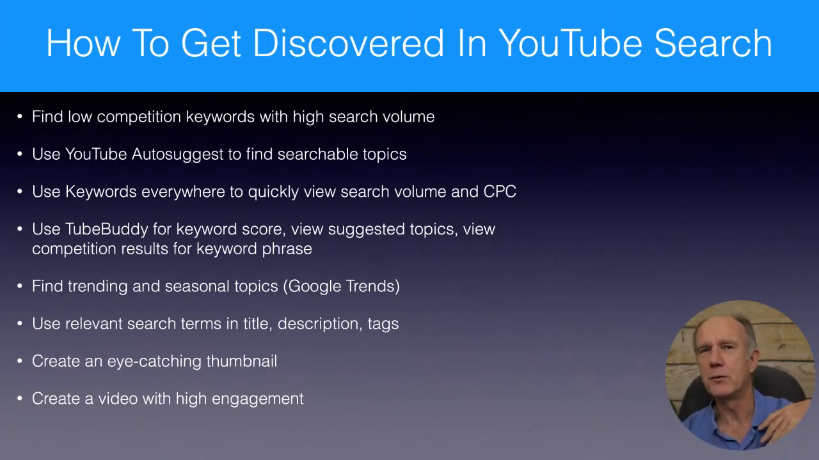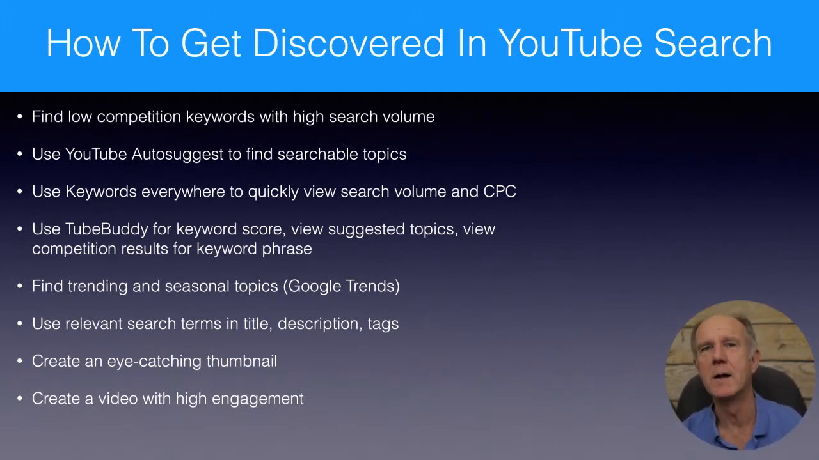So if you identify a keyword phrase that people are not using and has good search volume and has a good keyword score, then you have a high probability of ranking for that particular keyword phrase. So that's what you're trying to do with YouTube search.